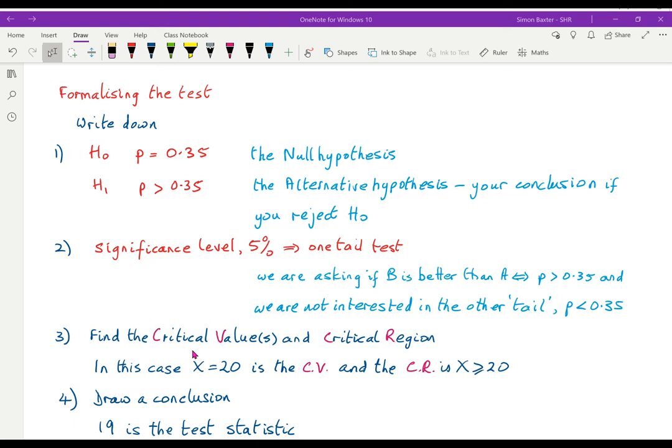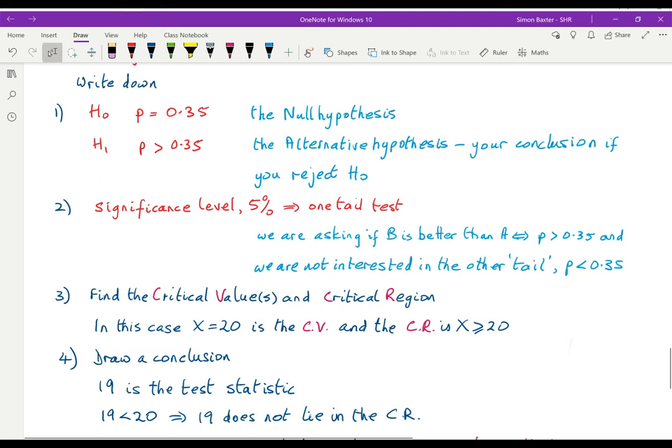Then we look for our critical values. This one was the one that we referred to, x equals 20. And the critical region is the area on the right-hand side and including x equals 20. So the critical region is x greater than or equal to 20. So this you must do each time. Then we draw a conclusion.